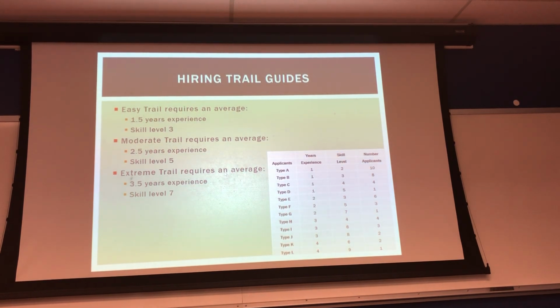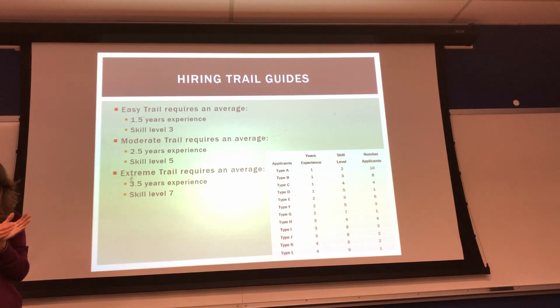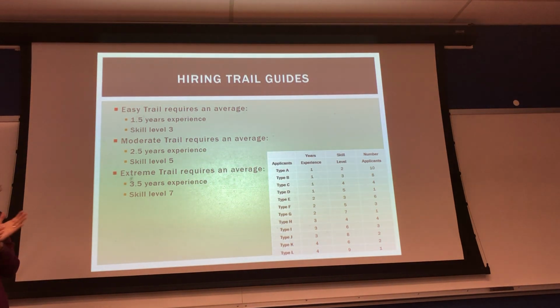What we need to know about the people that we need to get is what we're requiring from them as far as years of experience and skill level. But what makes this one a blending problem is when we say the easy trail requires an average, okay, an average of 1.5 years of experience and a skill level of 3. So what we didn't say is that anybody that works on an easy trail has to have at least a skill level of 3. We didn't say that. We said on average we have to have a skill level of 3. So it'd be perfectly okay to hire someone with a 2 and someone with a 4 and know that on average we had reached our 3 skill level.